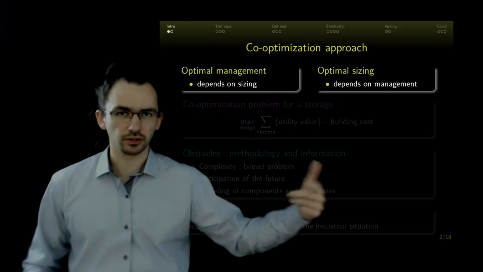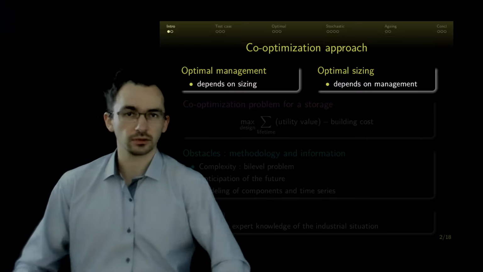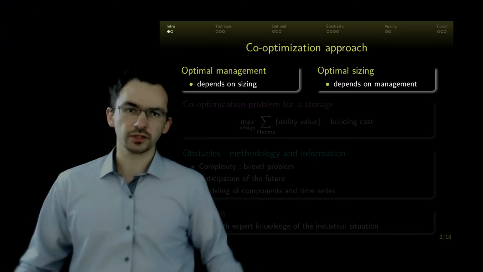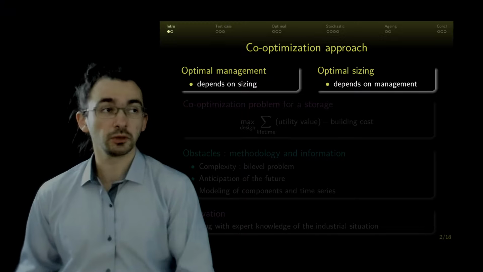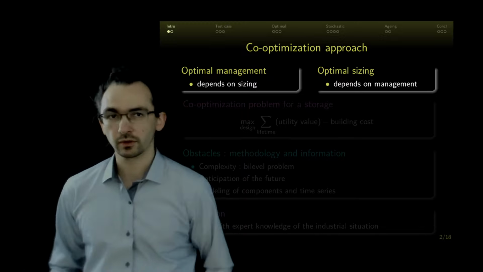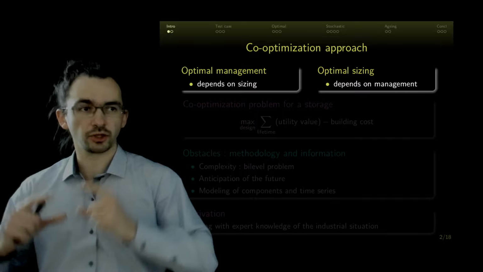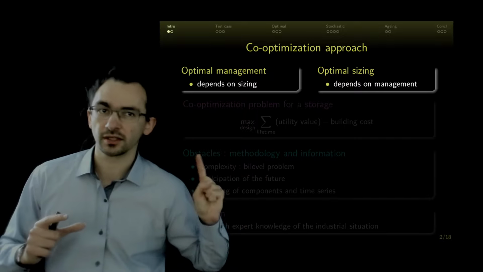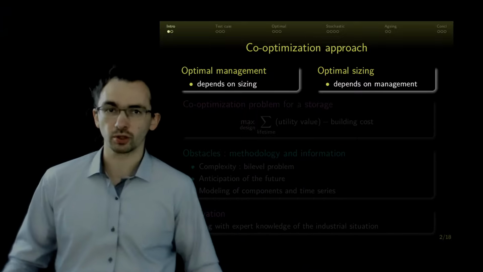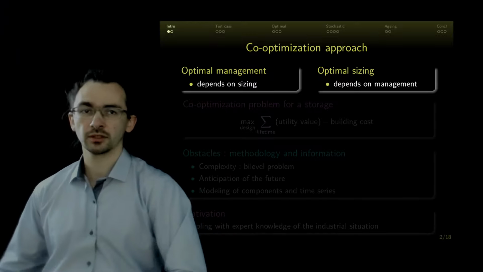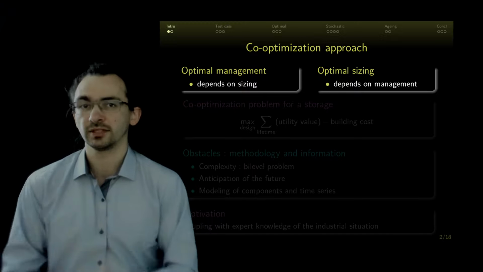But likewise, the other way around, if I want to assess the optimal sizing to provide a given service, I should also take into account how it will be managed. Because if I suppose that the control of the battery will be done in a very optimal, very clever way, maybe I will be able to provide this service with a given battery capacity. However, if I suppose that the battery will be operated in a very poor way, I will need a much larger battery. So there is this coupling between an optimal management and an optimal sizing, and such a coupling is the basic idea of a co-optimization approach.